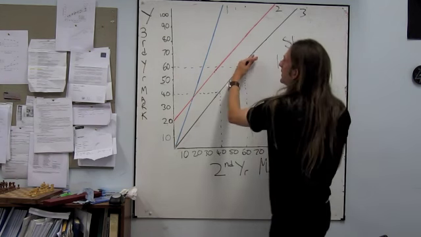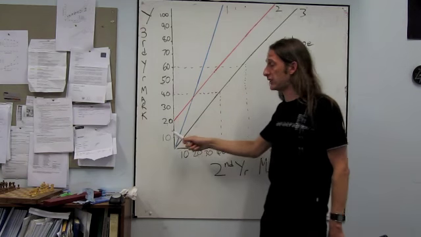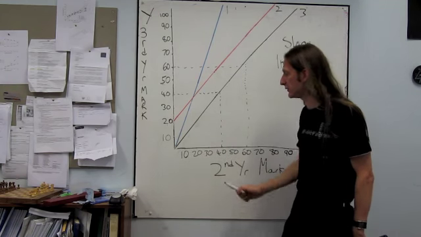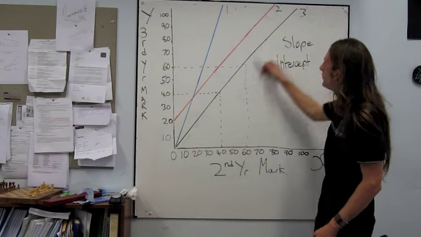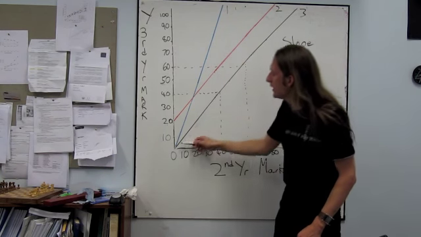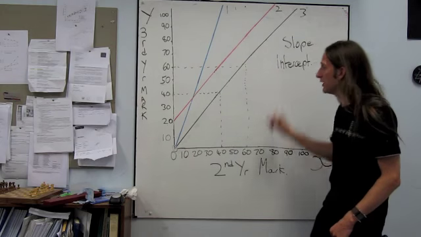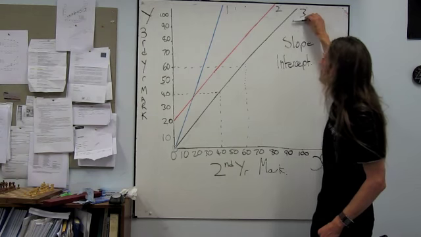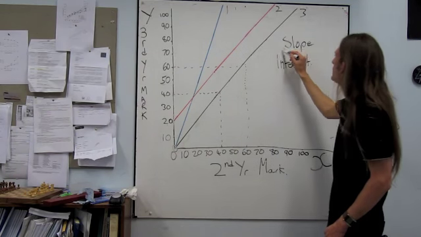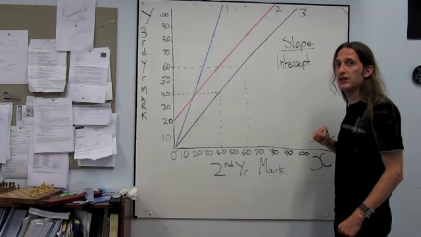Okay? Now the other thing we need to know about any function is the intercept. And the intercept is simply, where does this line cross the y-axis? In other words, when x equals 0, what is y equal to? Well, you can see that for line 3 and for line 1, the intercept is 0. They both cross the y-axis at 0. So function 3 and function 1 differ from each other by their slope, but they have the same intercept.